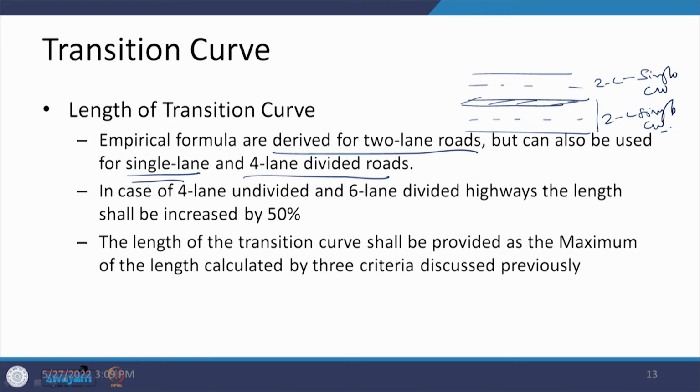So, in all of these cases we can utilize this formula, but if you have a 4-lane undivided and a 6-lane divided highway, then in that case the length is increased by 50%. The length of the transition curve shall be provided as the maximum of the length calculated by the 3 formulas. So, we have a formula related to the centrifugal acceleration, we have a formula related to the super elevation and an empirical one. So, we use all of those 3 and then we calculate. In the case of urban roads, we are going to use only one.